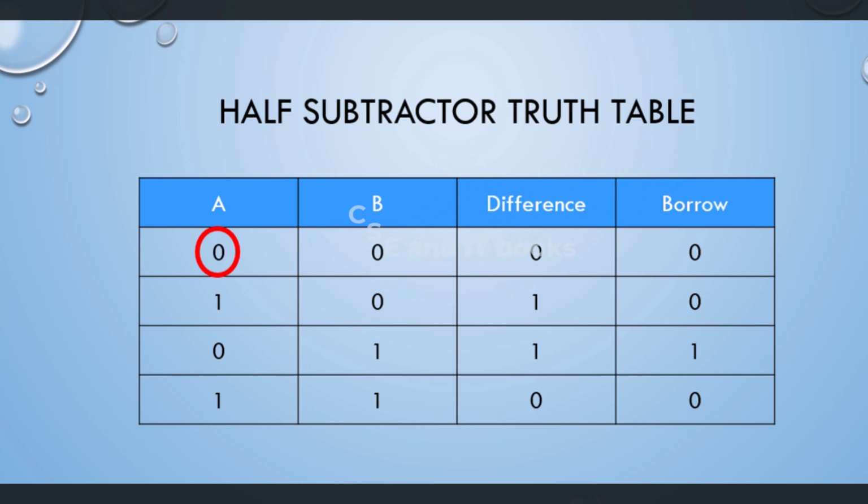First of all, when A is 0 and B is 0, performing a binary subtraction between A and B, we get a 0 as difference and 0 as borrow. Now, when A is 1 and B is 0, we get 1 as a difference and 0 as a borrow. When A is 0 and B is 1, now for this A minus B, we get a difference of 1 and a borrow of 1. Now, when A and B both are 1, we get a 0 difference and 0 borrow.